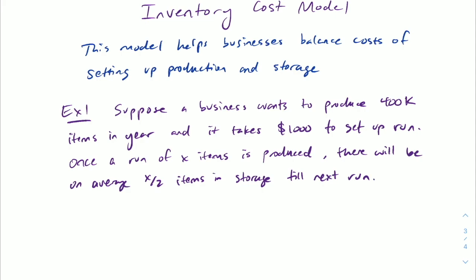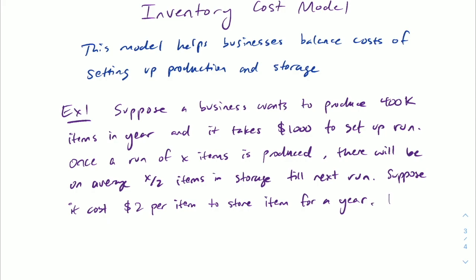Suppose it costs $2 per item to store items for a year. The question is how long should the production runs be?